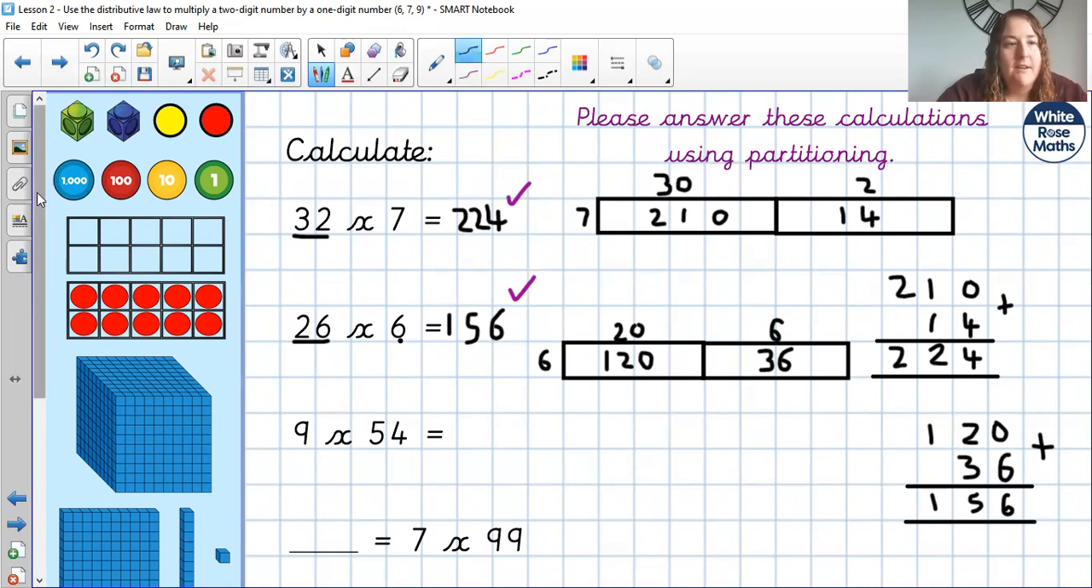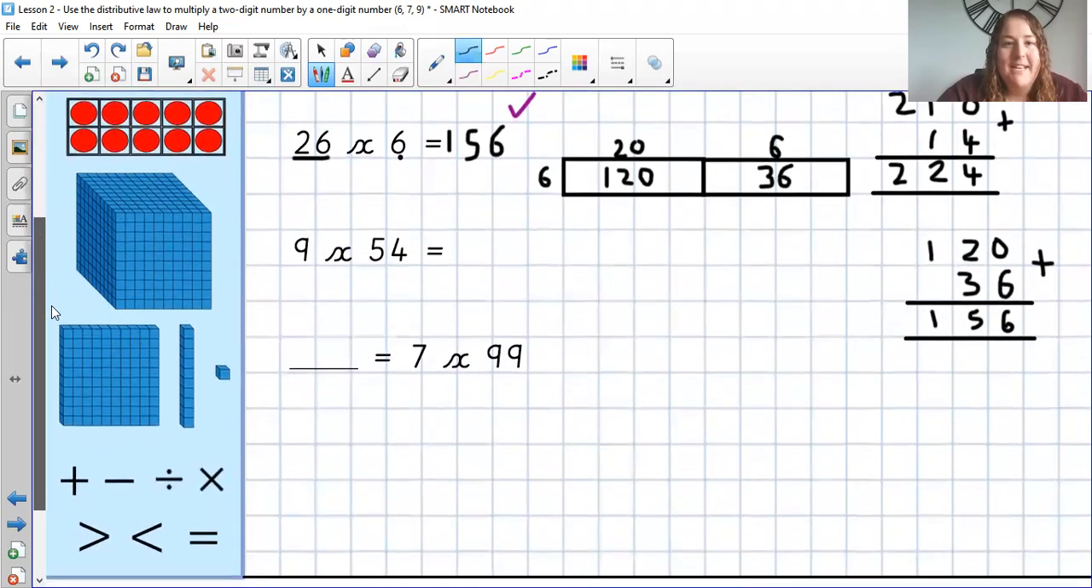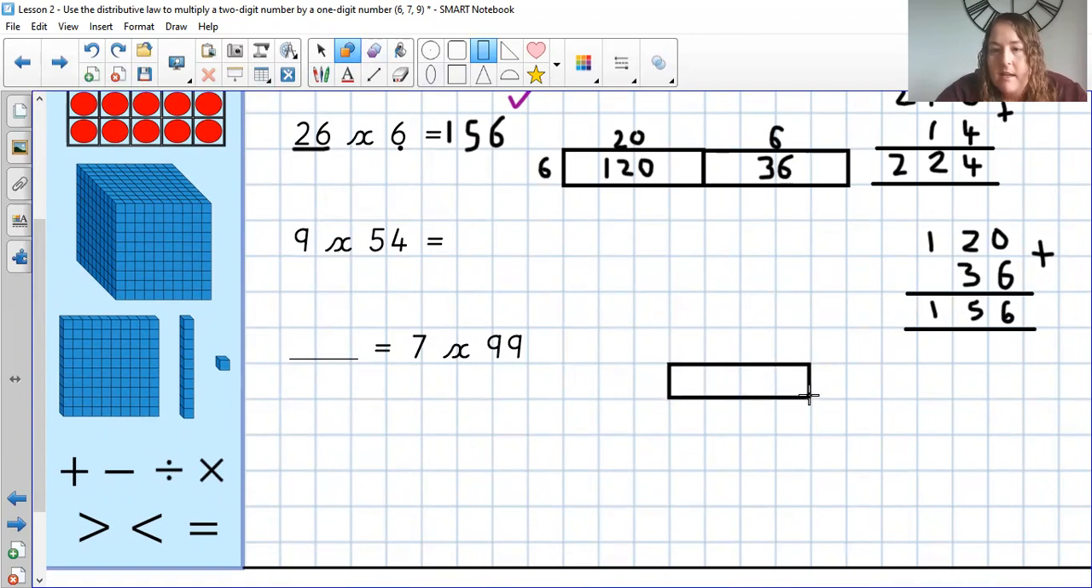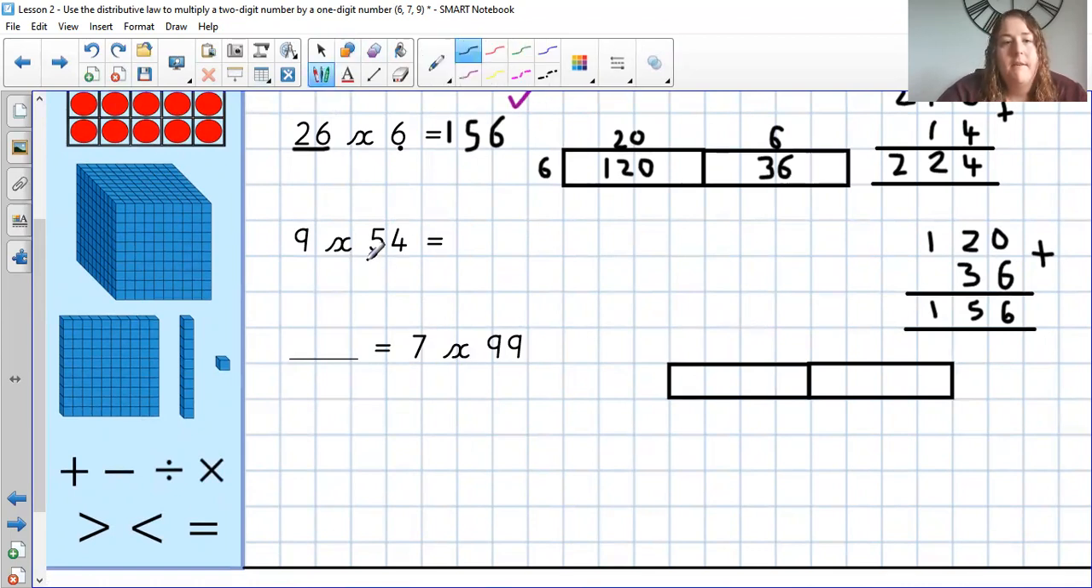Okay, I'm going to move it down a little bit because I'm going to need a little bit more space. Now, 9 times 54. So again, I'm going to need my partitioning grid. And even though the number 54 is on the other side now, that's still the number I'm going to partition because it's my 2-digit number, and I'm going to partition it into 50 and 4, and I'm still timesing everything by 9.